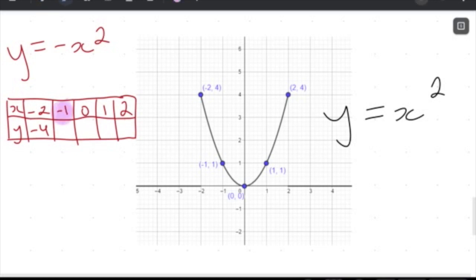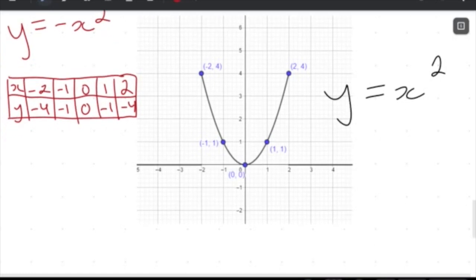Subbing in negative 1 squared gives me 1, but I still have this negative in front, so my value is going to be negative 1. For 0, I'm just going to get 0. And for my 1, I'm going to get, well, 1 squared gives me 1, but a negative in front gives me negative 1 again. And 2 squared gives me 4, but I can't neglect the negative, so I get negative 4 here. So let's just draw in these points and see what we come up with.